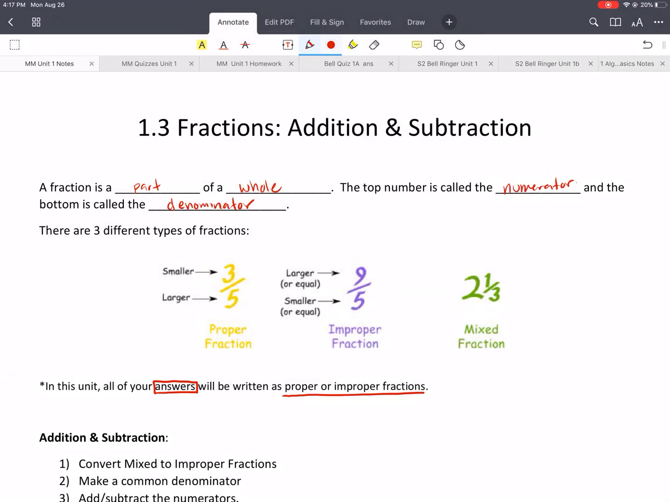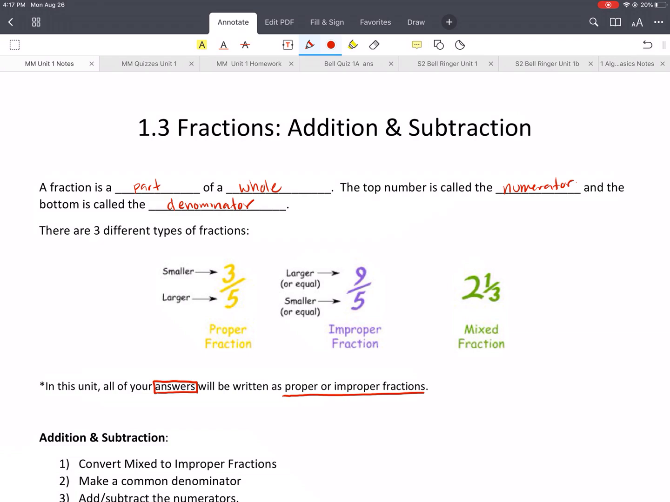All right, welcome. So this is Modern Math, Unit 1, Section 3, Fractions, Adding and Subtracting. Okay, so a fraction is part of a whole. For example, a pie: if you only have half of a pie, that would be a fraction, 1/2.